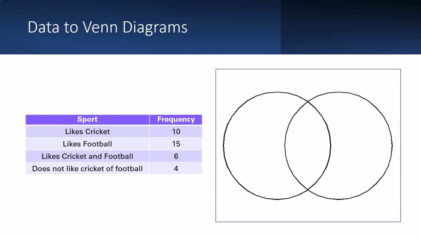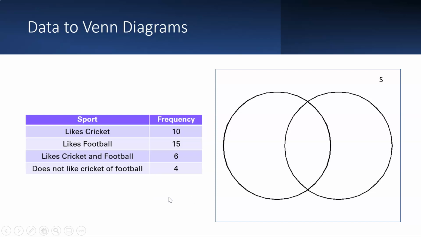And here we've got a frequency table. We would have developed this frequency table from using a tally chart, and then we've added up our little tallies. We've worked out our frequency of each of these events. So our events are students that like cricket, students that like football, students that like cricket and football, and then those students that don't like cricket or football, not cricket or football.